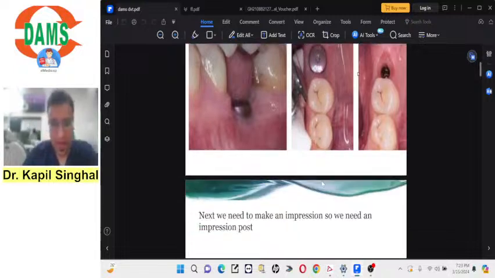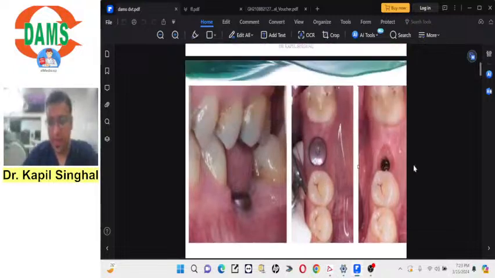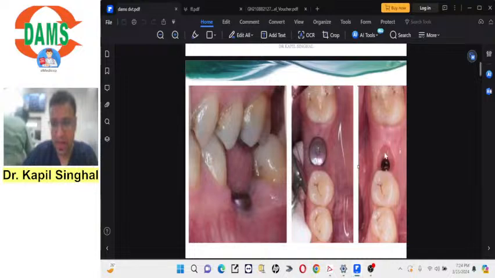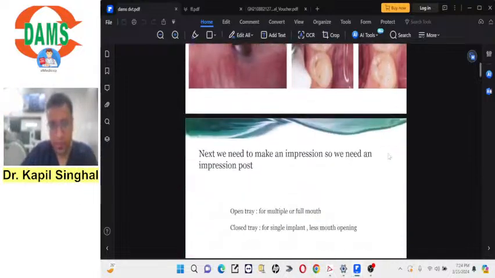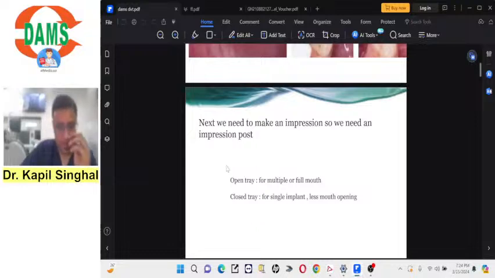Okay, now next, after placement of the healing cap, my emergence is properly formed. Now the next step is to make an impression of this implant. There are two techniques of impression making in implants. One is open tray and the second technique is closed tray.